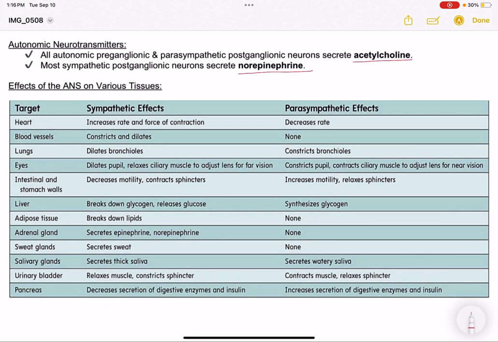You can screenshot this kung wala ka mo sa inyong modules. So, ari naman di tanan ang target, amo ni siya mga organs naton: heart, blood vessels, lungs, eyes, intestinal and stomach walls, liver, adipose tissue, adrenal, sweat glands, salivary, urinary, and pancreas. Amo ni sila ang sympathetic effects and the parasympathetic effects niya. Okay? You can study this one.